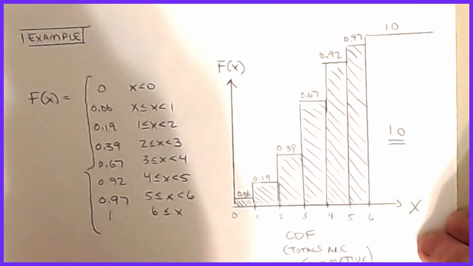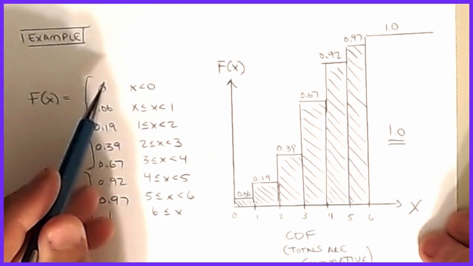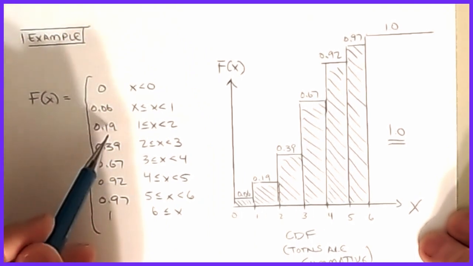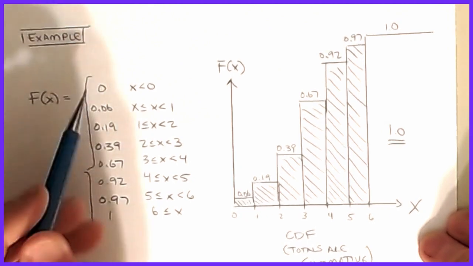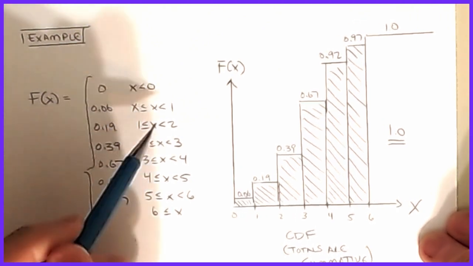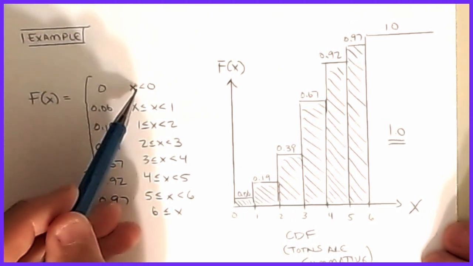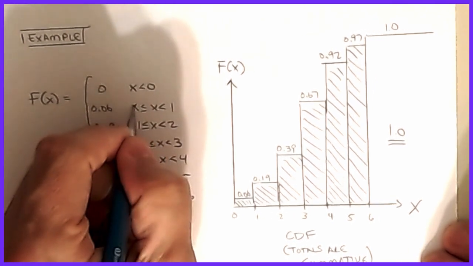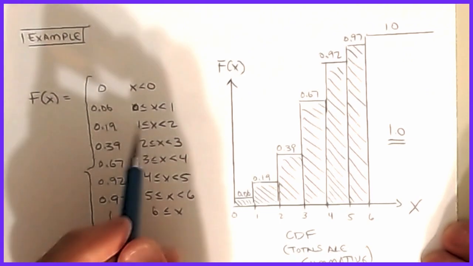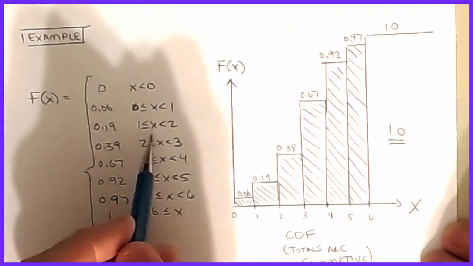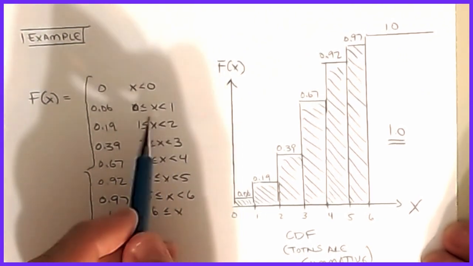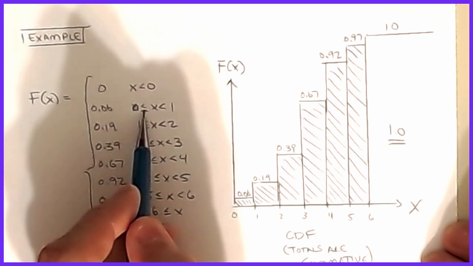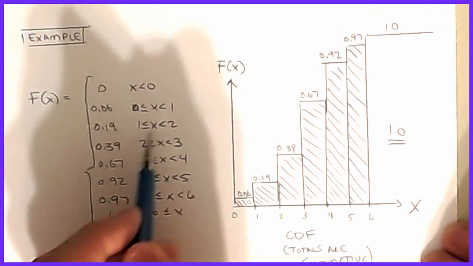What I've written here is a cumulative, and here are all my probabilities: 0, 0.6, 1.19, 0.39, 0.67, and so forth. You can read through all of those. Then I have discrete values set up for x less than 0. Whoops, that should be a 0 there. Then 0 less than or equal to x less than 1, 1 less than or equal to x less than 2, and you'll notice the less than or equal to on the left side, there isn't one on the other, so the inclusive shows up.